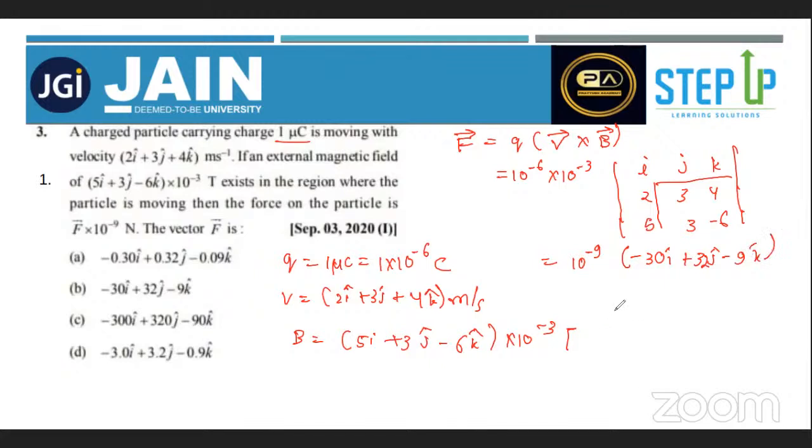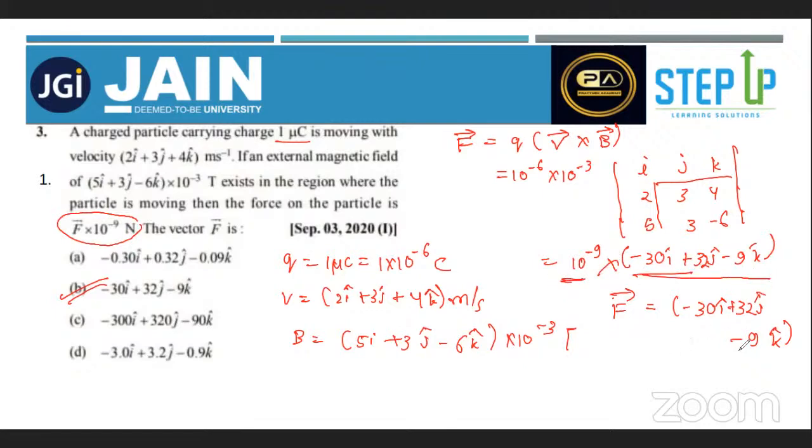Okay, so you can see here that I am getting the force vector. F vector can be written as minus 30i plus 32j minus 9k. So the vector here is this. The magnitude factor 10 raised to minus 9 will be added in, but they are not asking for the magnitude. They have given it in this format, so with that factor, whatever I'm getting is basically what the F vector is. So F vector is this one.